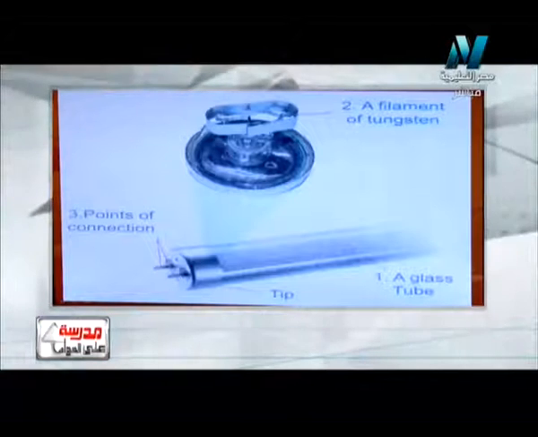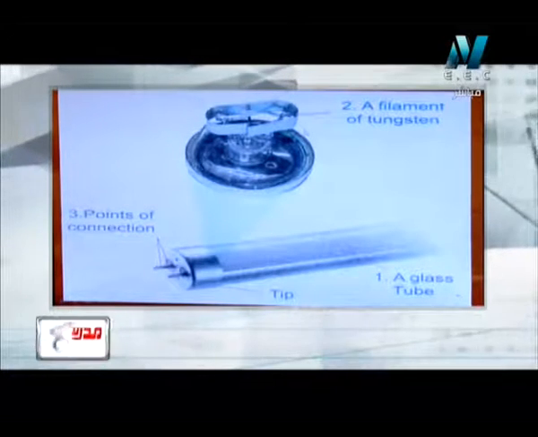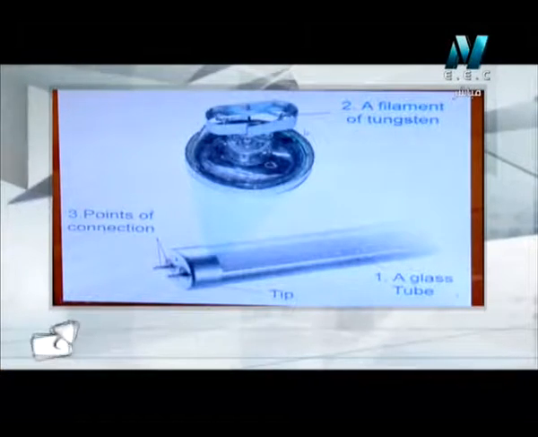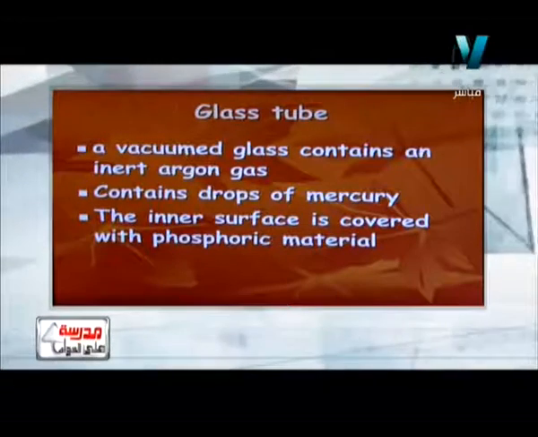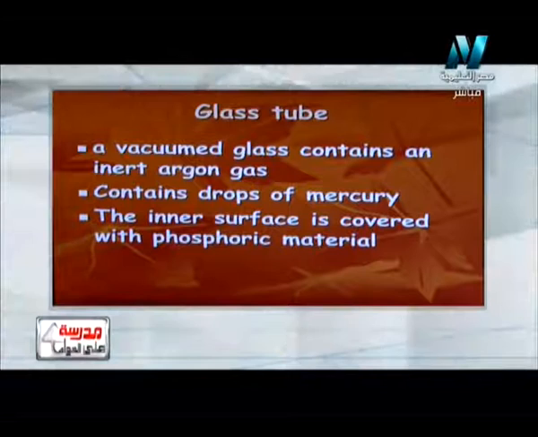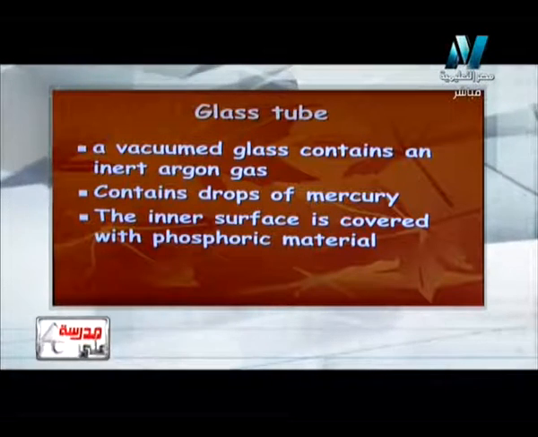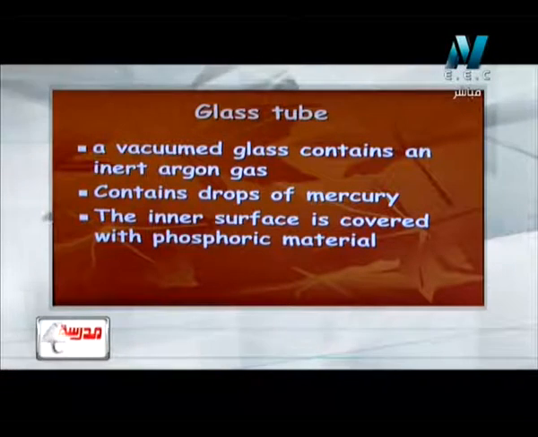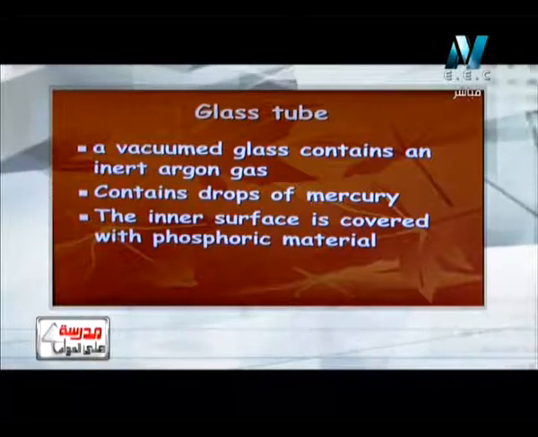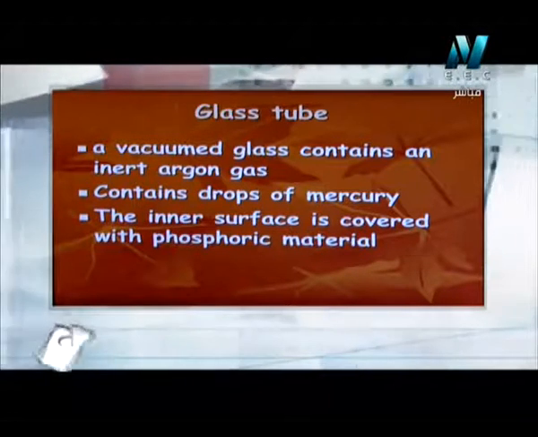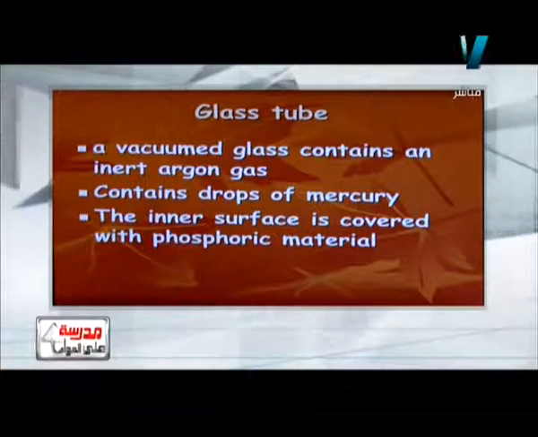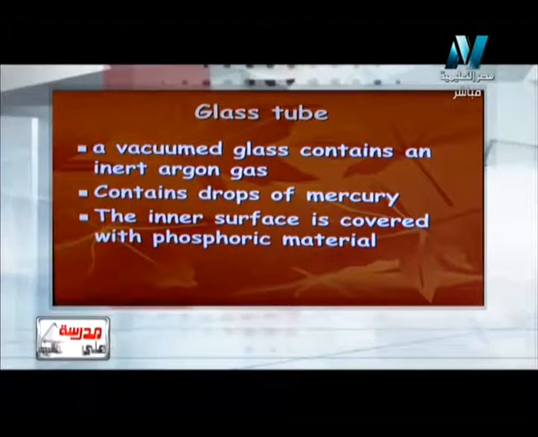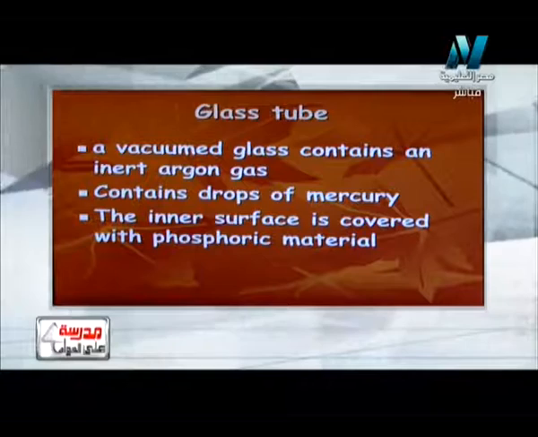So at last we have 2 points of connection at each tip, or at each end, of the glass tube. So now the glass tube is a vacuum. The glass contains an inert argon gas, which we know is used to prevent burning, contains drops of mercury, and the inner surface is covered with phosphoric material. Why do we have mercury and why do we have phosphoric material covering the surface of the fluorescent lamp? I think the answer surely will be that to increase light intensity. Again, to increase the light intensity.